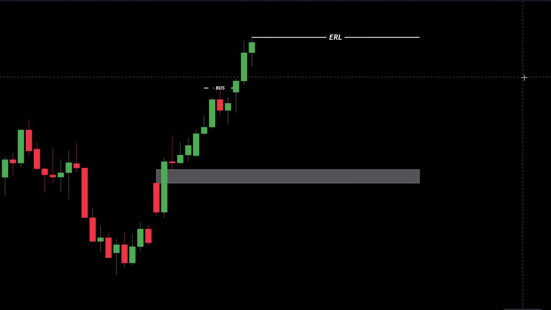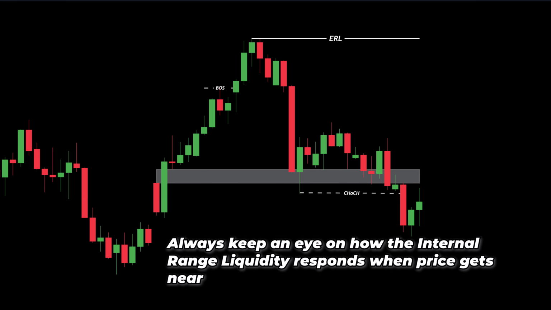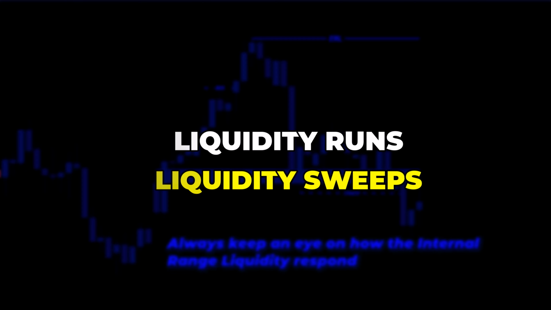But here's the kicker. When internal range liquidity no longer holds, it often signals price is aiming for the change of character level. If that gets hit, a full reversal may be on the table. So always keep an eye on how the internal range liquidity responds when price gets near. Now, for the next big step, liquidity runs versus liquidity sweeps.